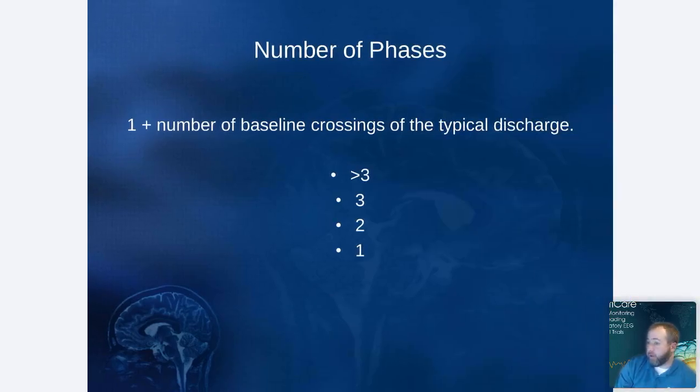All right, you also want to include the number of phases. So 1 plus the number of baseline crossings of the typical discharge in a longitudinal bipolar montage and in the channel in which it is most readily appreciated. This applies to periodic discharges and the entire spike wave complex, so include the slow wave. This does not apply to rhythmic delta activity.